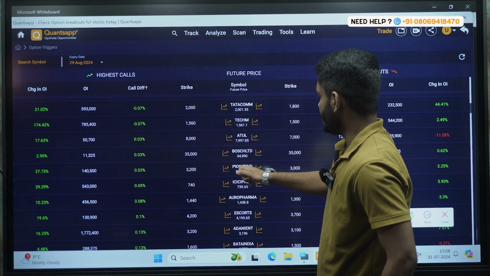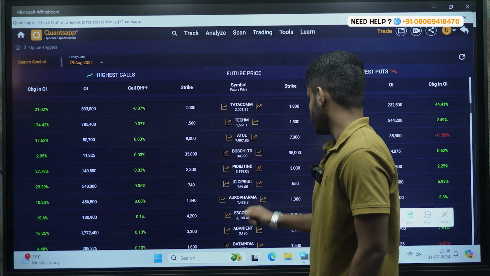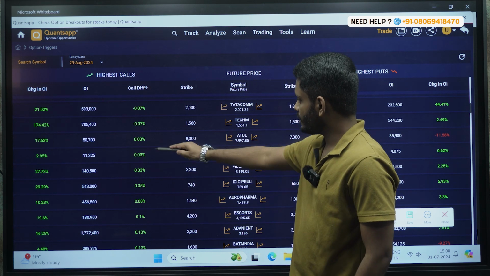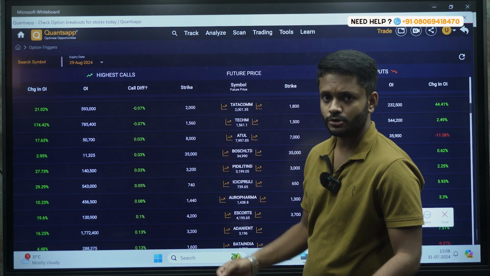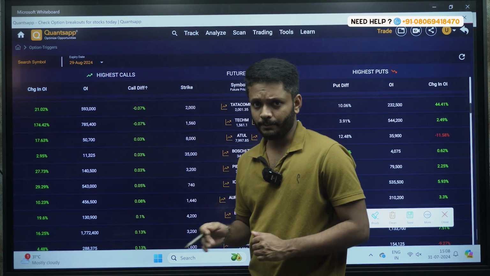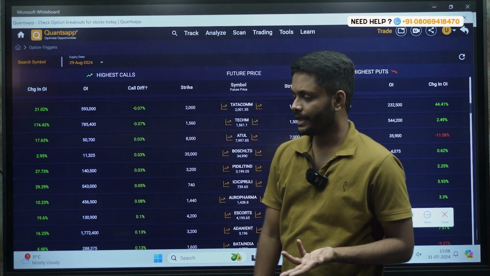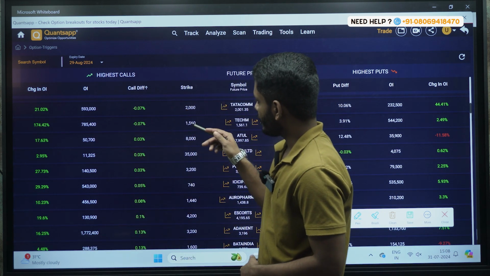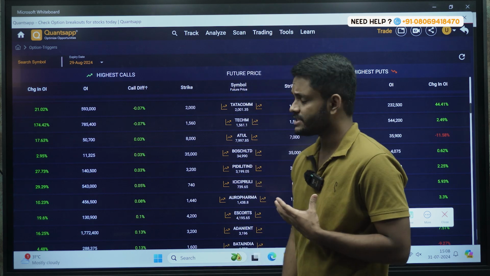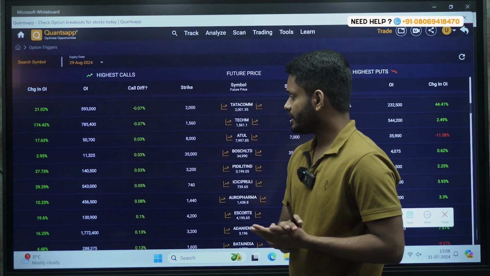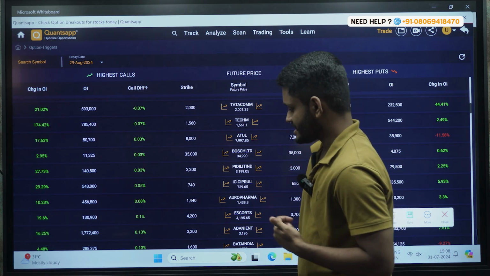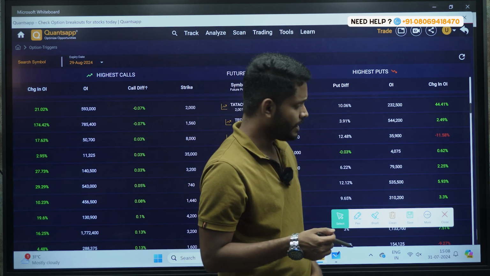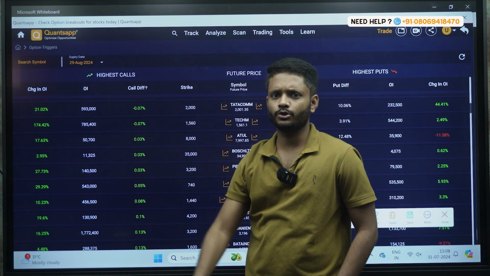Now if you see Pidilite, Bosch, Atul, ICICI Pru, Oro Pharma, Escorts, all these are fulfilling my conditions because the call difference is 0.03, 0.08, 0.05, so all of these are between 0 to 1%. So the first condition is whenever you open triggers, just click on the arrow and find those stocks where the call difference is between 0 to 1%. That will automatically give you the stocks trading close to their resistance level. Now what can happen? Either the stock can retrace from the resistance level, or the stock might break the resistance and go on the upside.